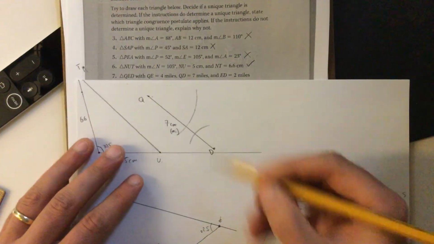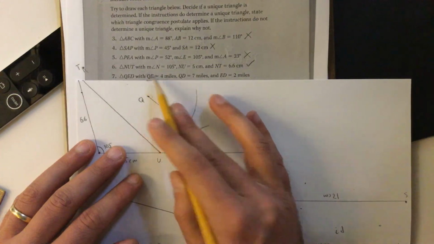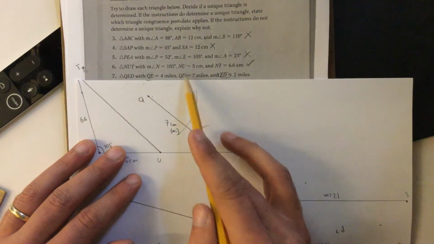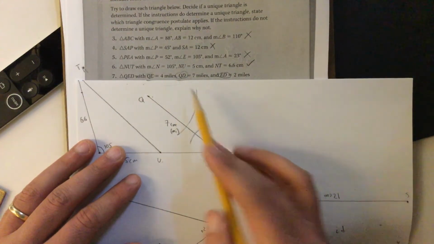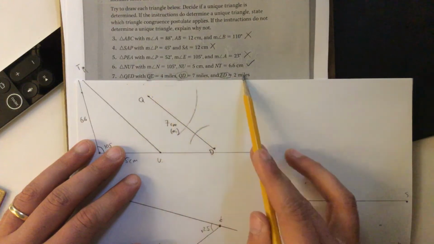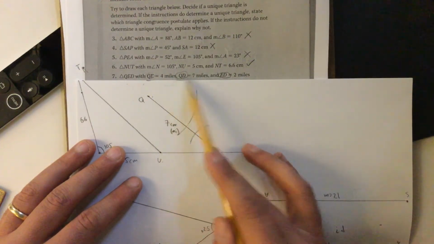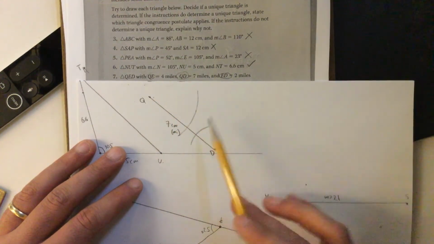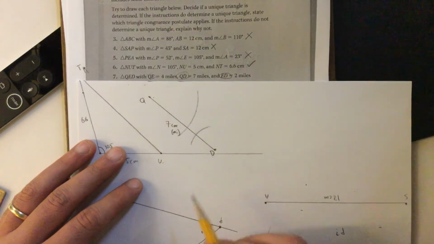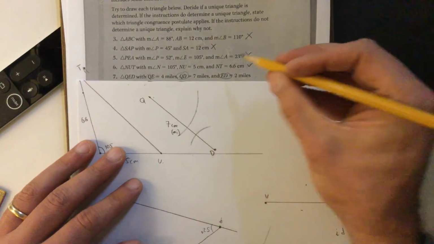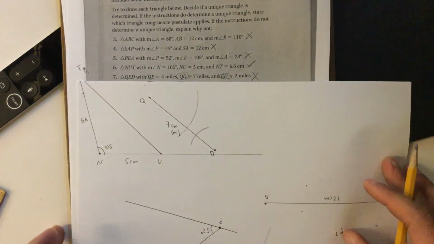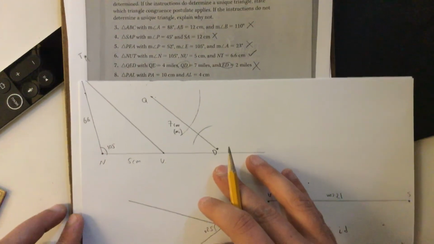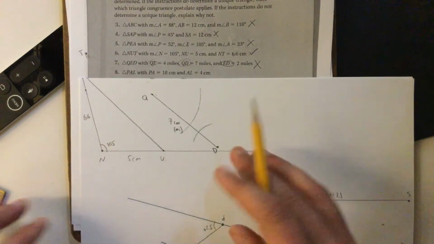So that would be QE and ED are too small to make a triangle, or QD is too big, meaning these two sides added up are smaller than this one side. So for triangles to exist, you should be able to add up 2 sides and it'd be bigger than the other for all 3 sides. So this one doesn't work because some of the lengths are too small. It's called the triangle inequality postulate.